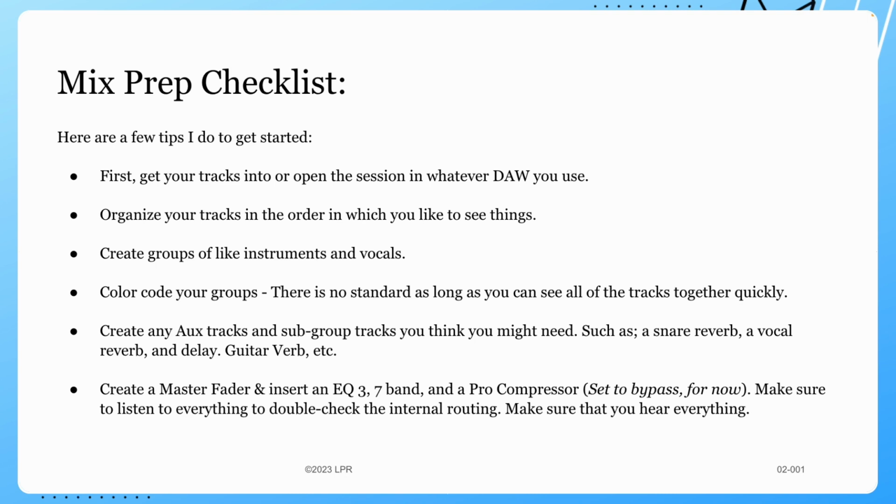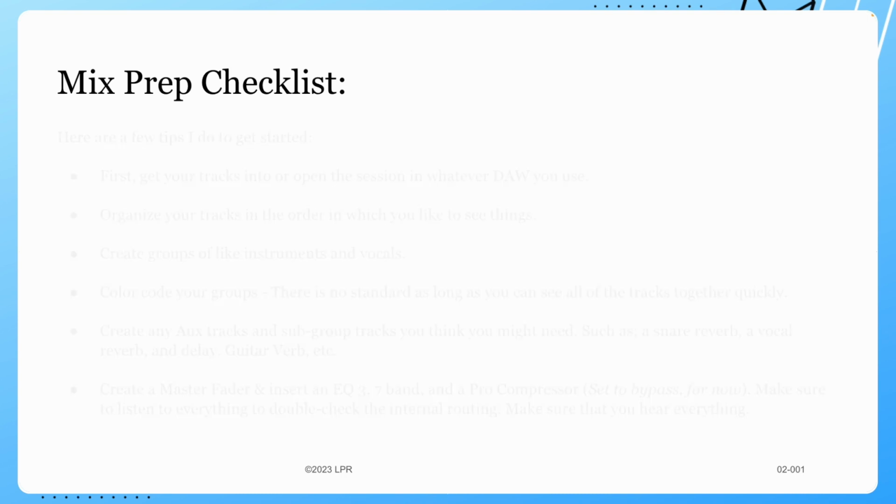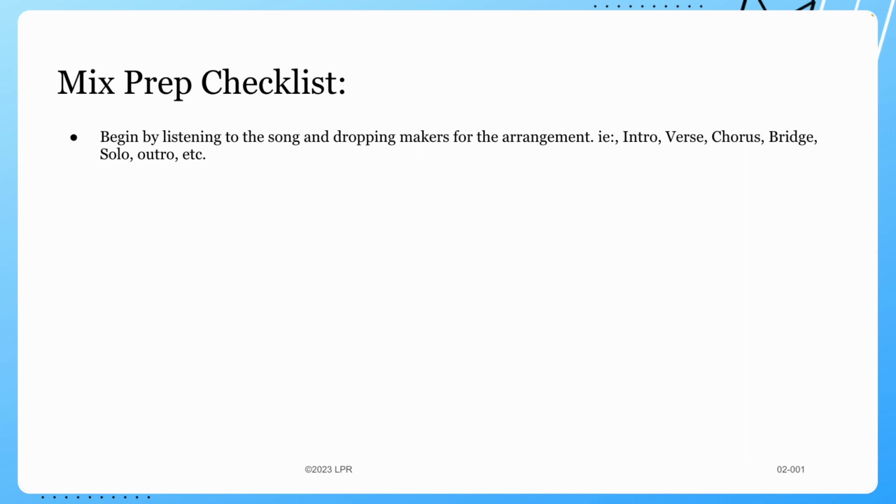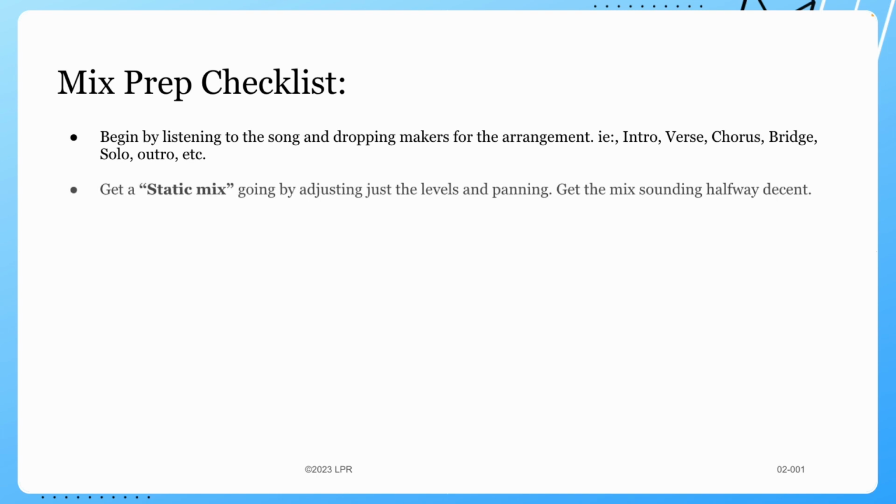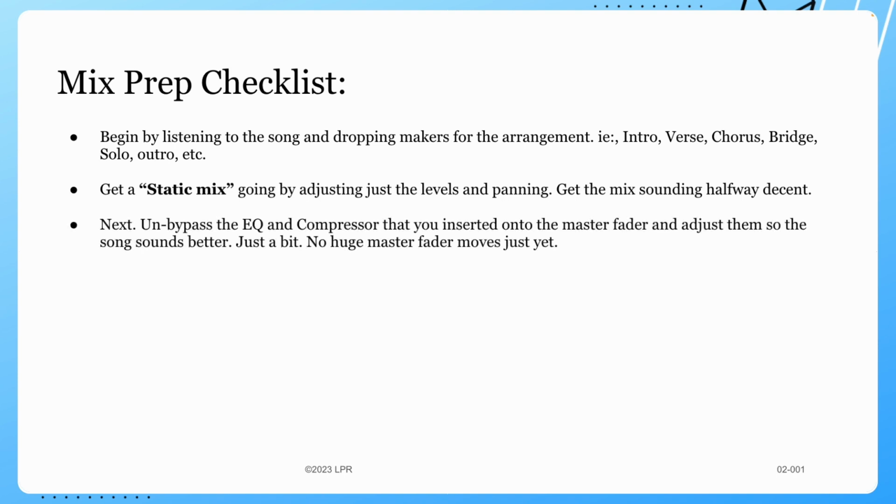I do create a master fader and I insert maybe an EQ, the 7-band from Pro Tools, maybe the Pro Compressor from Pro Tools. I set it to bypass for now, okay? But then I'll make sure I listen to everything and double check my internal routing, make sure I can hear everything. Then I'll drop markers for the arrangements. I'll create a static mix by adjusting the levels and the panning. I get the mix sounding halfway decent. Then I'll unbypass the stuff on the master fader and I'll mix into that.